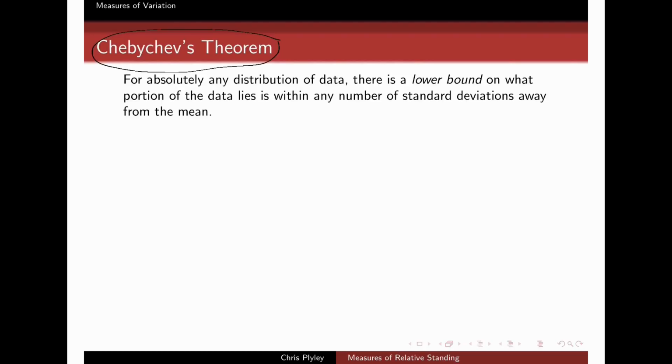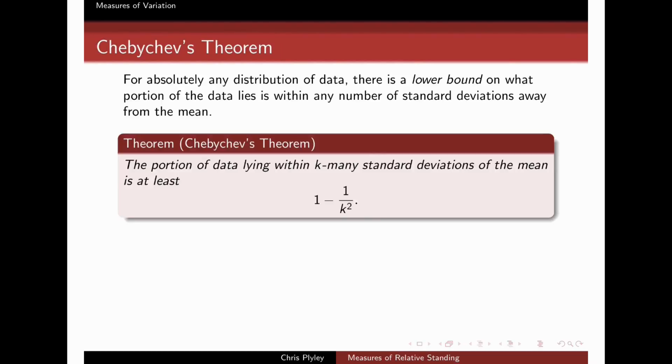What we use to come up with percents in this case is called Chebyshev's theorem, and it gives us what we call a lower bound on what percentage of our data must lie within a certain number of standard deviations from the mean. So Chebyshev's theorem says that the portion of data lying within k many standard deviations, where we usually take k to be a number like 2, 3, or 4, is always at least, and "at least" is an important two words here, 1 minus 1 over k squared.